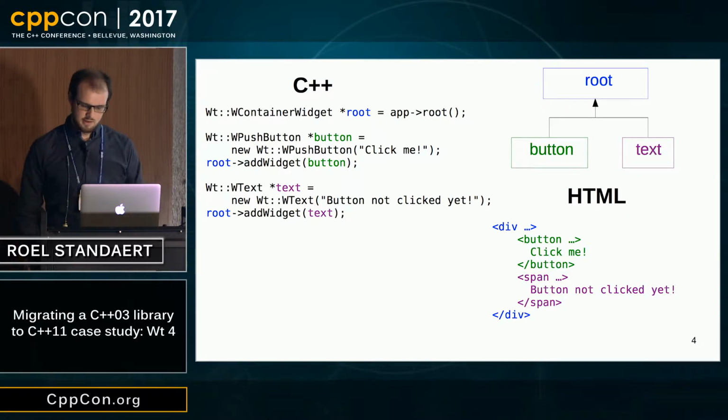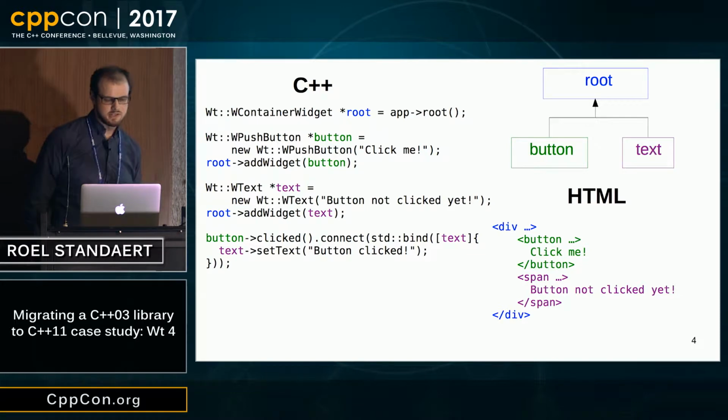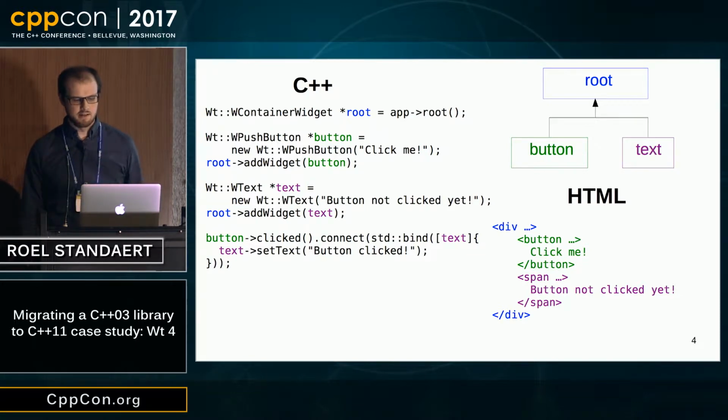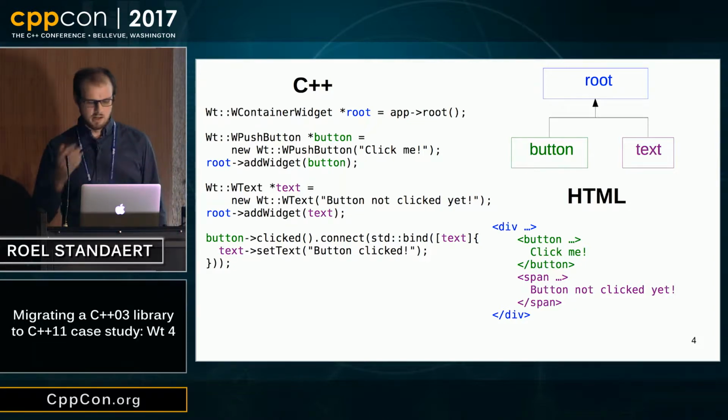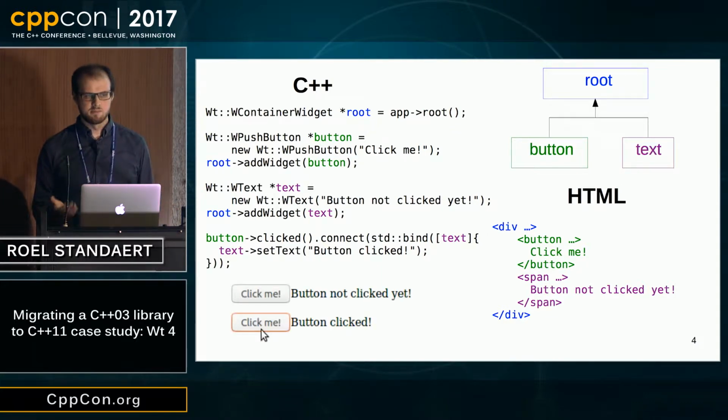And then you can take some signals. For example, there's a clicked signal defined on the button, and you can connect that to, for example, a lambda. And so you can update the text when you click on the button. And as a result, it's exactly what you would expect. You see a button with some text, "Button not clicked yet", and you click the button, and it turns into "Button clicked".